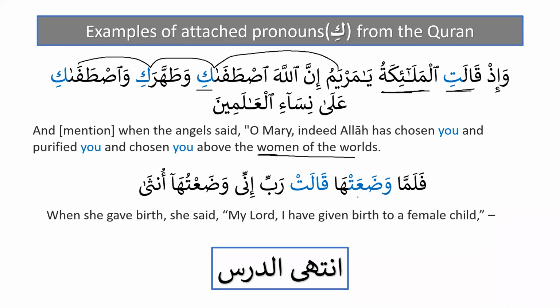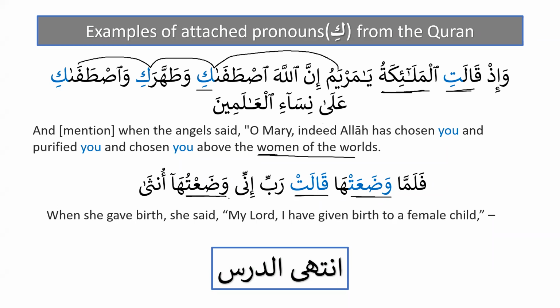فَلَمَّا وَضَعَتْهَا, وضعت is singular feminine, right? Similarly, قالت, ذهبت, جلست. فَلَمَّا وَضَعَتْهَا قَالَتْ, she said. And now, because we are not connecting with Rabb, there is no need to put kasra over here, and it is confirmed from the Quran. فَلَمَّا وَضَعَتْهَا قَالَتْ رَبِّ إِنِّي وَضَعْتُهَا أُنْثَى. وَضَعْتُ, I gave birth. Now you have learned both.